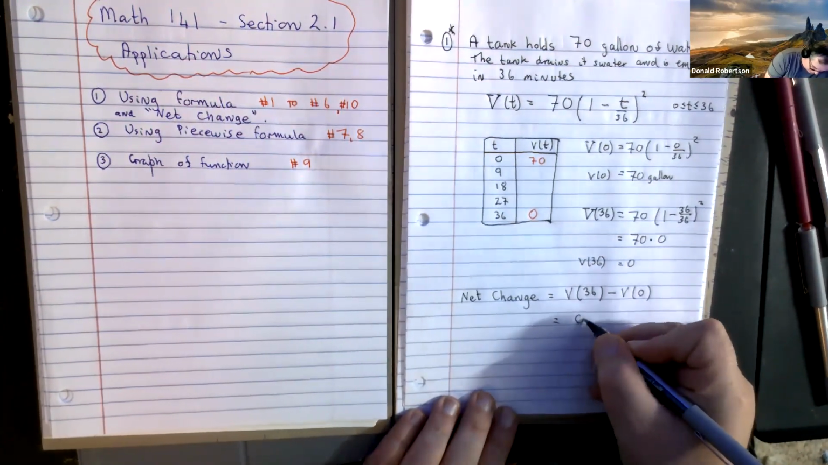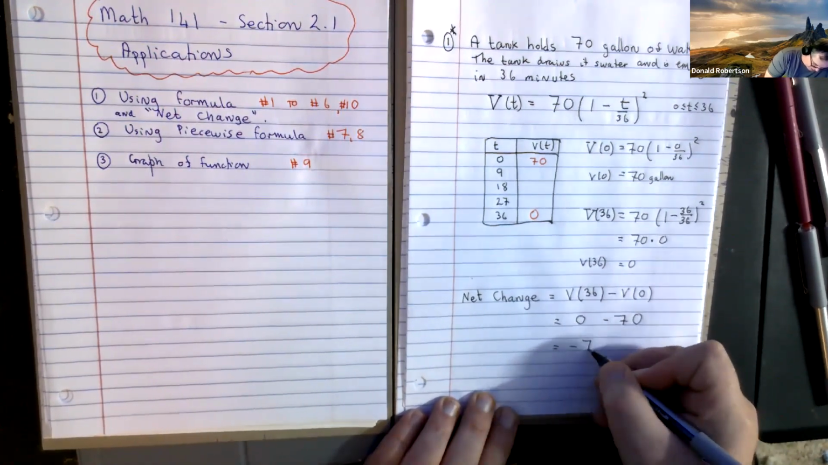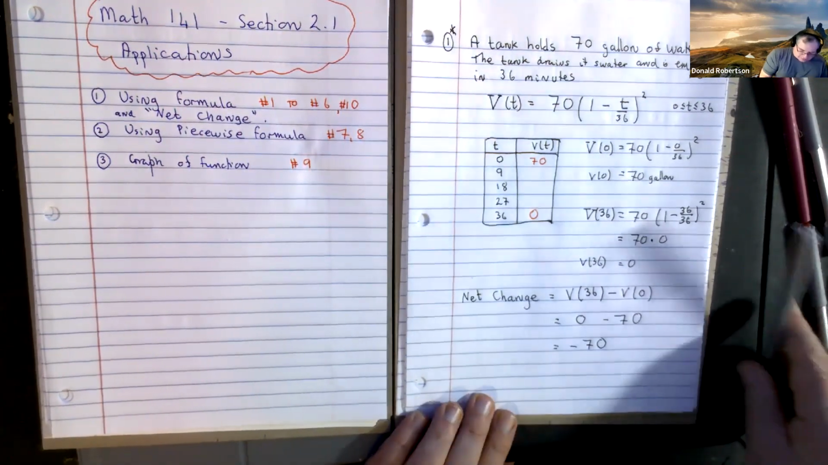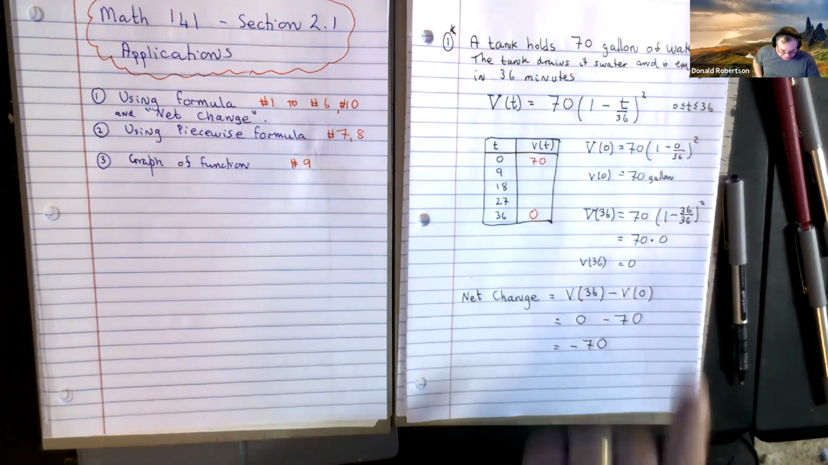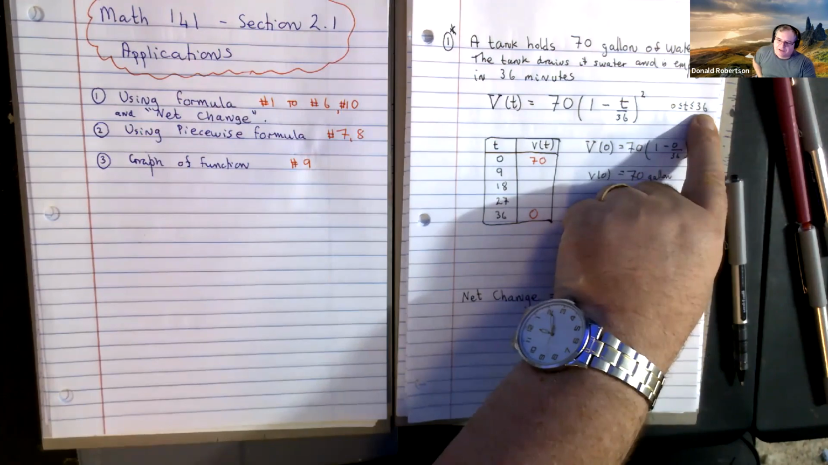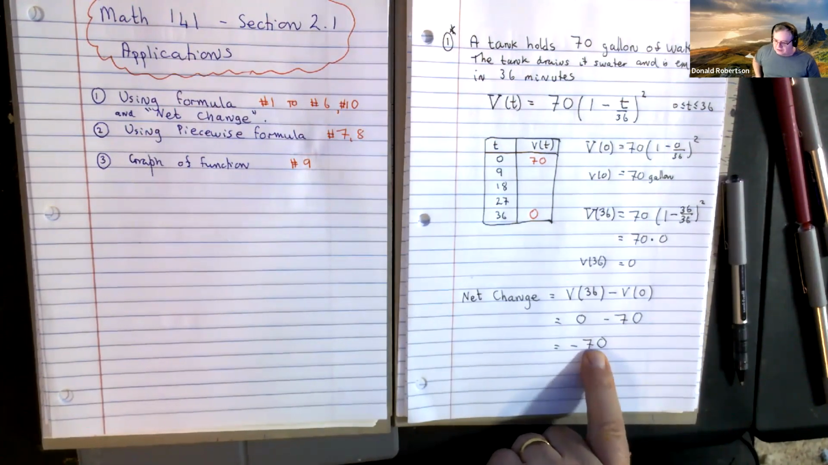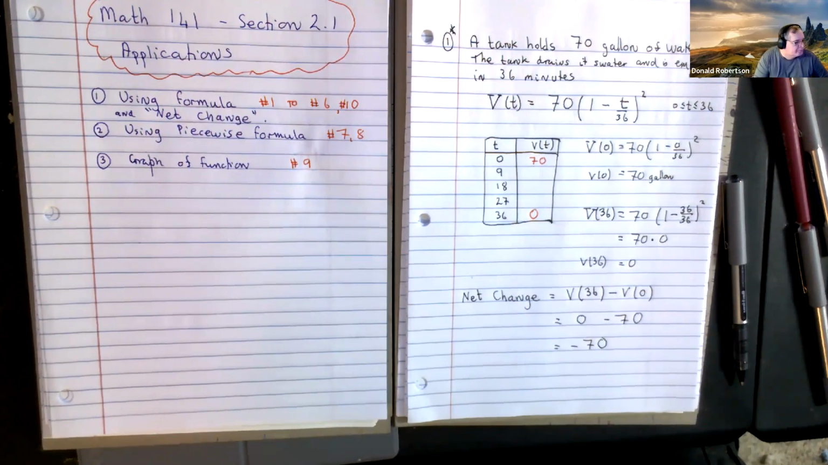And this guy is 0, this guy is 70. And so the answer I would get is -70. So what that's telling me is that from the beginning, t equals 0, to the end, t equals 36 minutes, the volume has reduced, because it's negative, by 70 gallons.